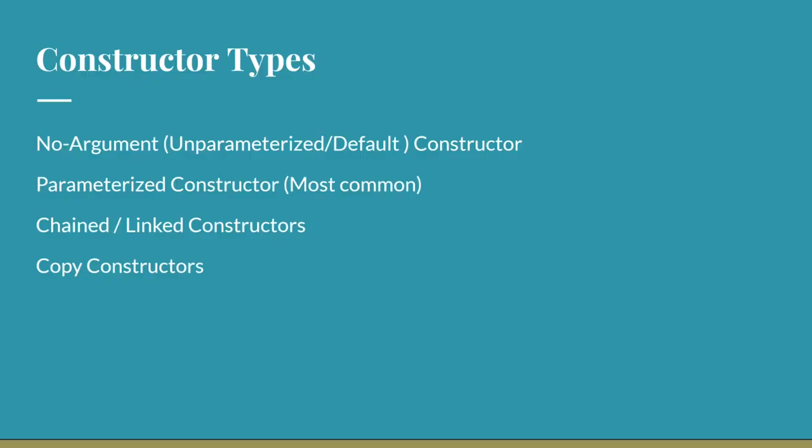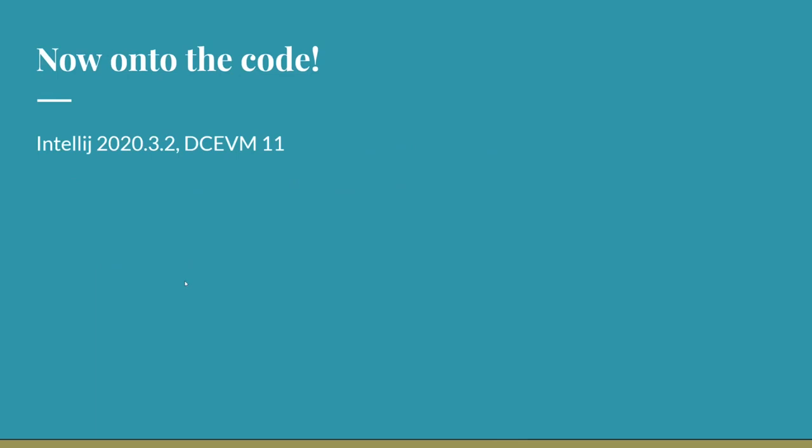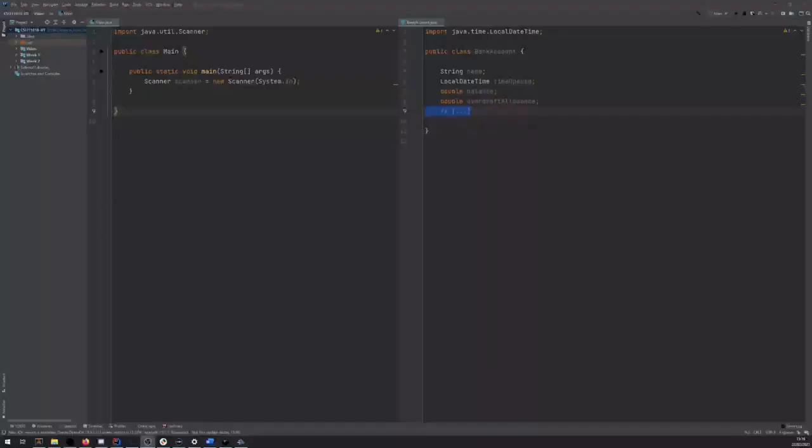fields. And then finally we have copy constructors, which is just a special case of parameterized constructors, where rather than passing in regular parameters, we pass in an already existing instance of the object we're trying to make in the constructor. So that's it for the slides. We're going to jump into the code now.